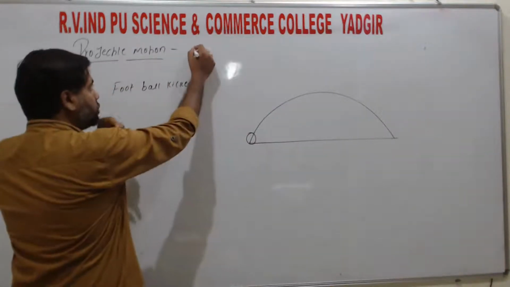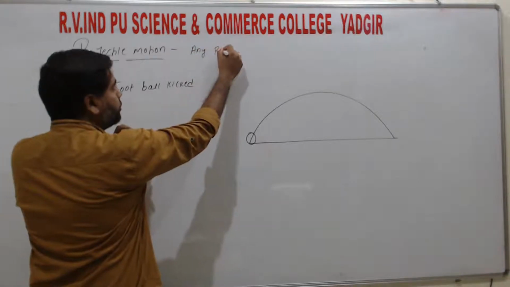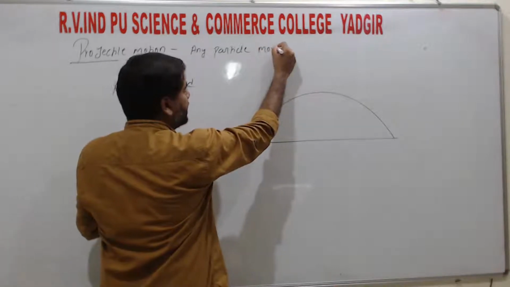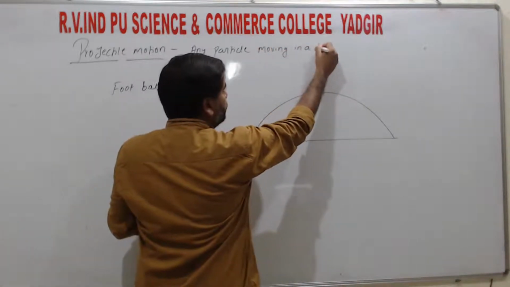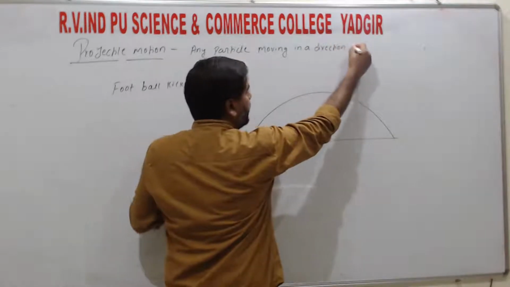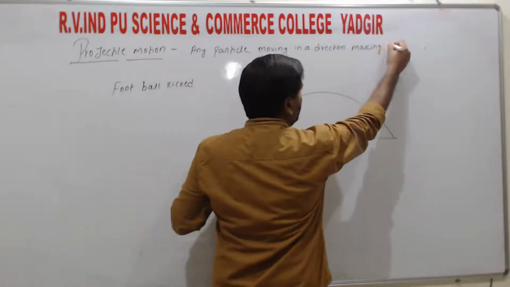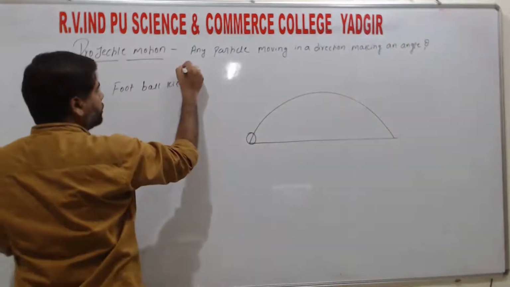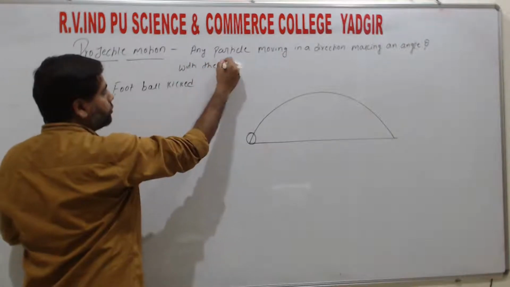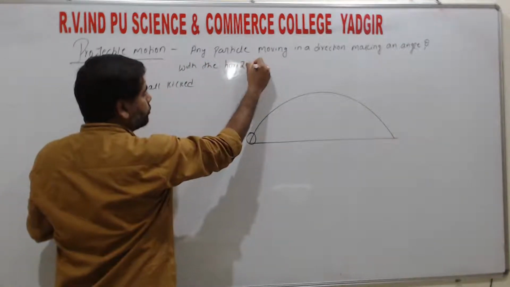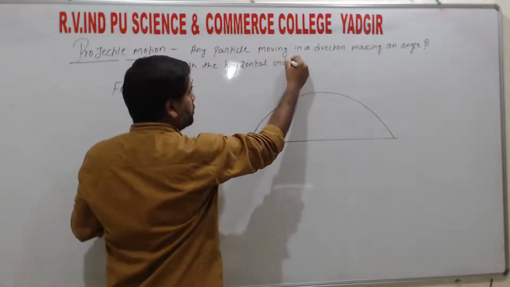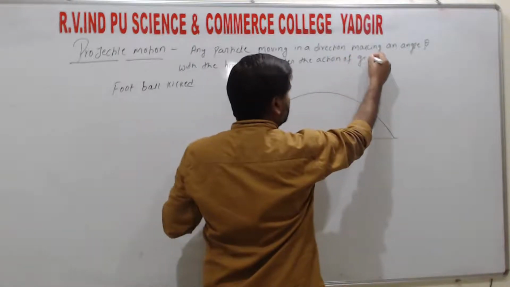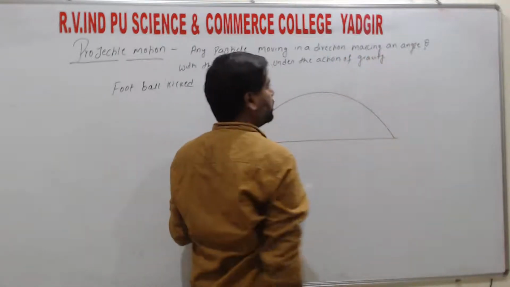So what is projectile motion? Any particle moving in a direction making an angle theta with the horizontal under the action of gravity. This will also be included, right?